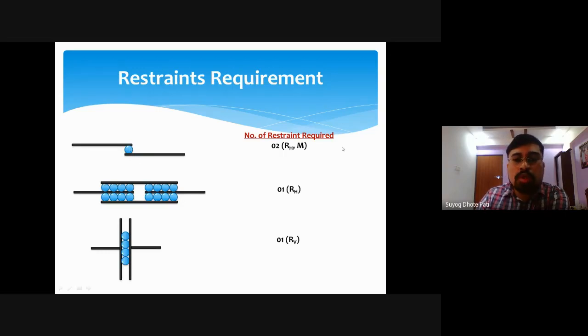So what number of restraints is required? Horizontal movement is possible, so we have to restrict that horizontal movement, and rotation is also possible, so we have to restrict that rotation.